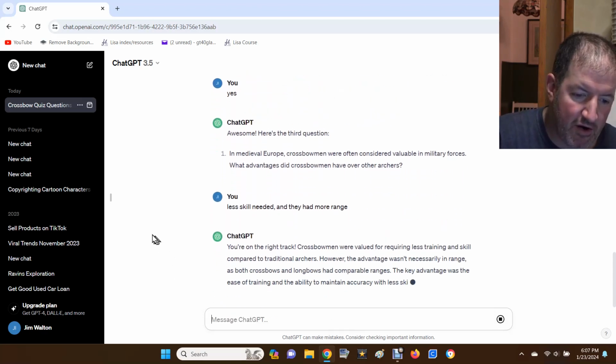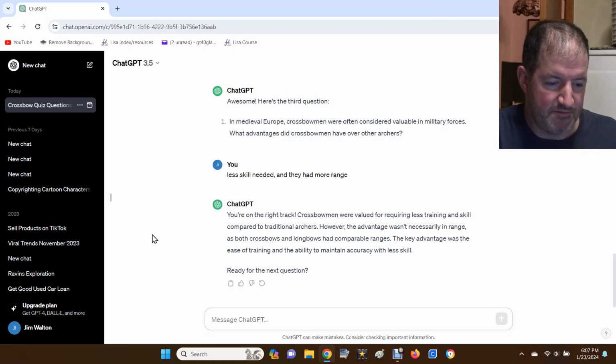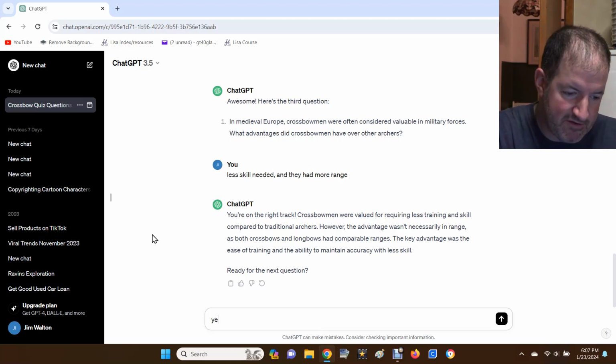You're on the right track. Crossbowmen were valued for requiring less training and skill compared to traditional archers. However, the advantage wasn't necessarily in range, as both crossbows and longbows had comparable ranges. The key advantage was the ease of training and the ability to maintain accuracy with less skill. Yes, next question.